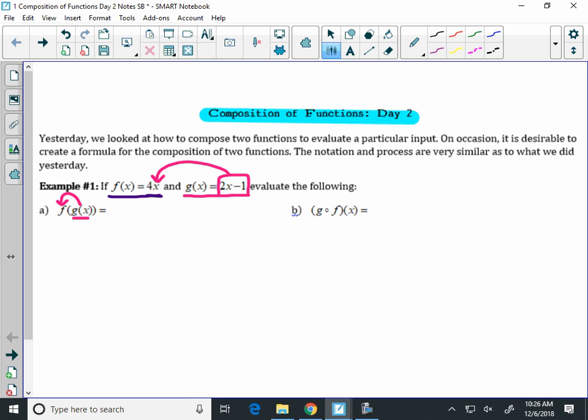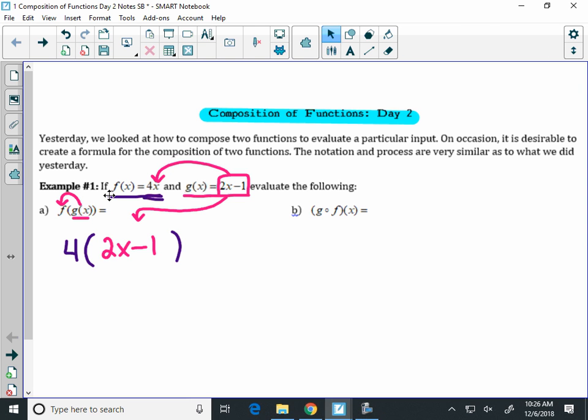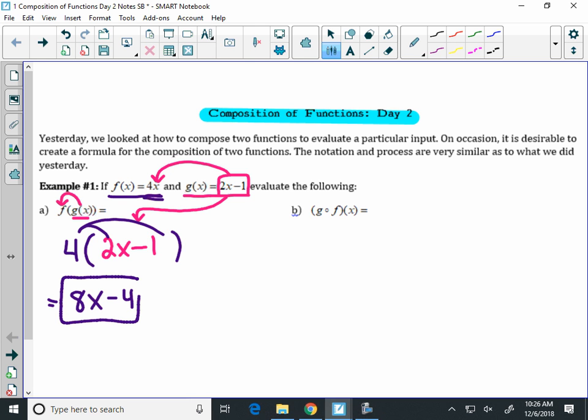We look at this function of f here, which is 4x. I'm going to leave the 4 the same, but we are going to change the input, change the value of x for that function. And in the value of x, you are going to put the function of g, 2x minus 1. Now all you have to do to finish this problem is distribute the 4. I'm going to distribute the 4 here, and I will get 8x minus 4. That is your final answer. That is what f of g of x equals.